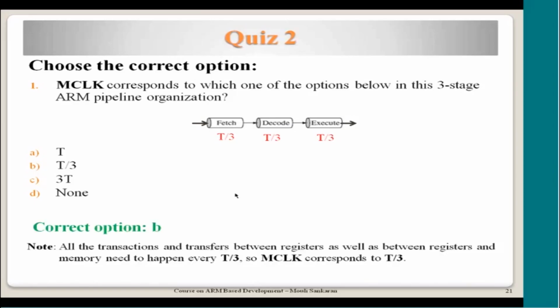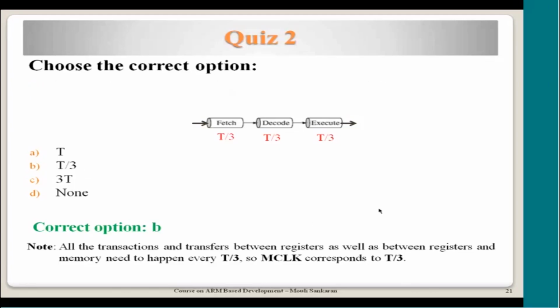The correct option is B. Why? Because M clock is a signal which is going to the memory also, right? So as I told you, two-phase signal, that whole thing corresponds to M clock. So within that, the memory has to provide the instruction, and within the clock the execution has to happen. So t by 3 is the time that is taken for every stage to execute a particular instruction. Okay, so the correct option is t by 3.